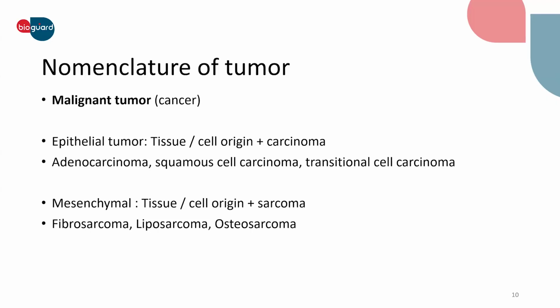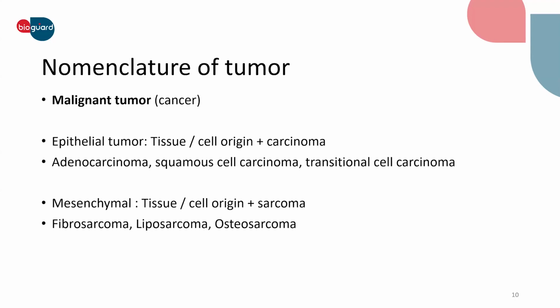Here are some examples. Adenocarcinoma, a malignant tumor from glandular epithelium. Squamous cell carcinoma from stratified squamous epithelium. Transitional cell carcinoma from transitional cells, like in the urinary bladder.